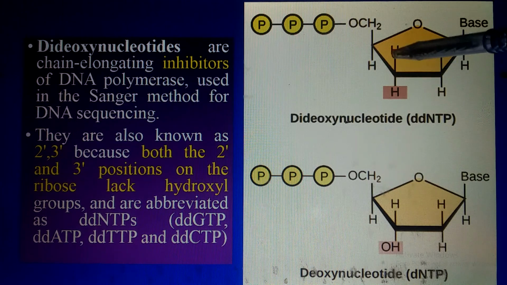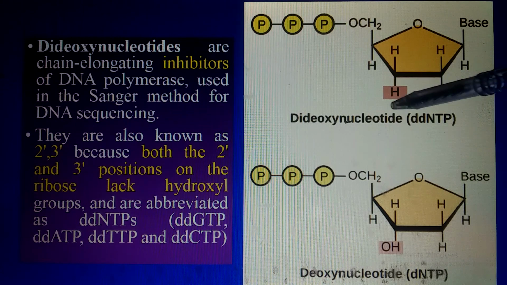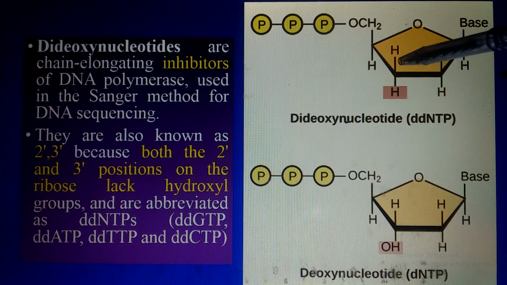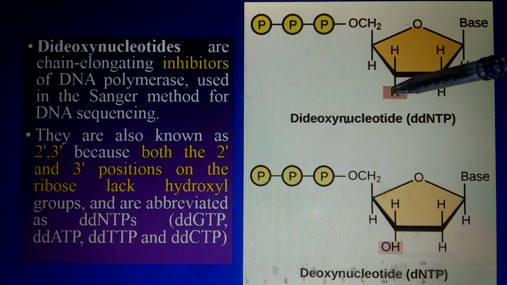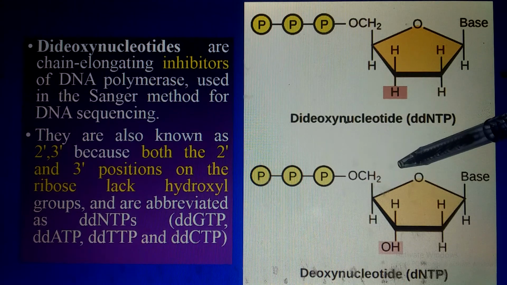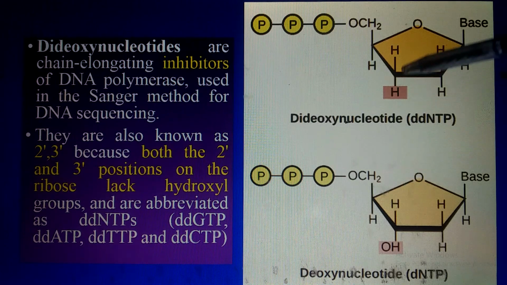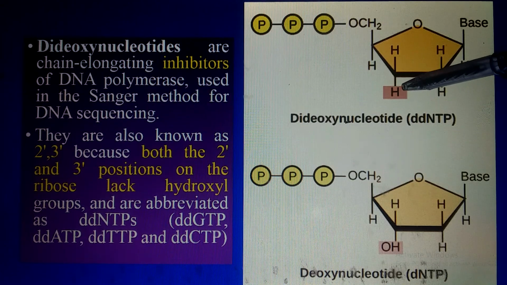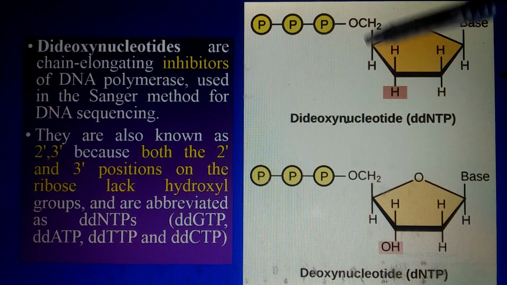But what will happen in the dideoxy? Why did Sanger use the dideoxy? The reason is that the oxygen here is removed. So this dideoxy stops, or you can say terminates, the chain, because oxygen is not present here. If the oxygen is present, then this will form the phosphodiester linkage between the nucleotides. So here oxygen is absent, so what will happen? The chain terminates, or you can say the DNA synthesis stops.